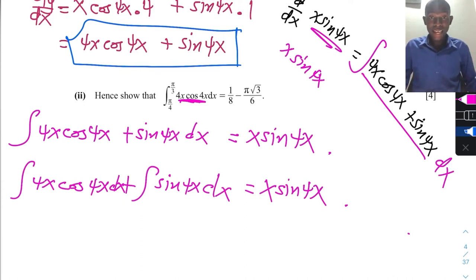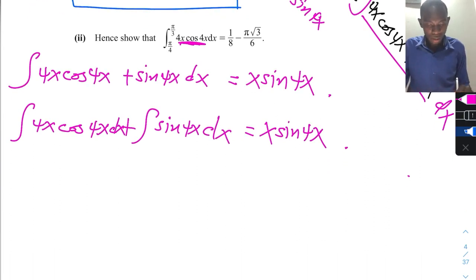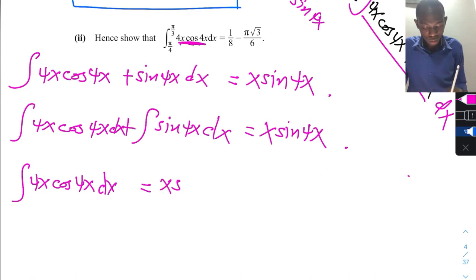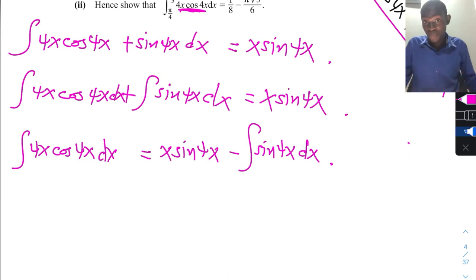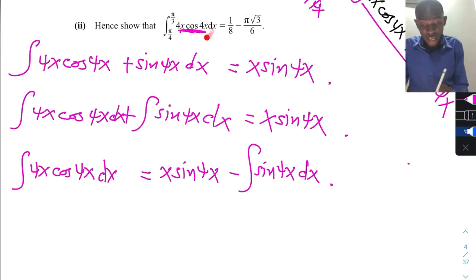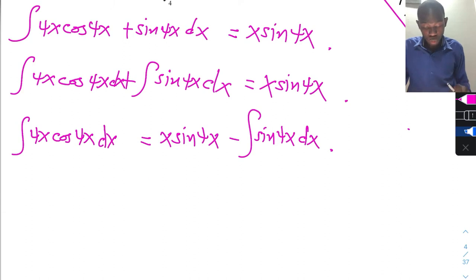Then move the integral of sine 4x dx to the other side. So you are going to have the integral of 4x cos 4x dx is equal to x sine 4x minus the integral of sine 4x dx. All right, pretty cool. So whatever they wanted you to integrate is right there, and I'm just basically going to integrate this part and I'm good to go.